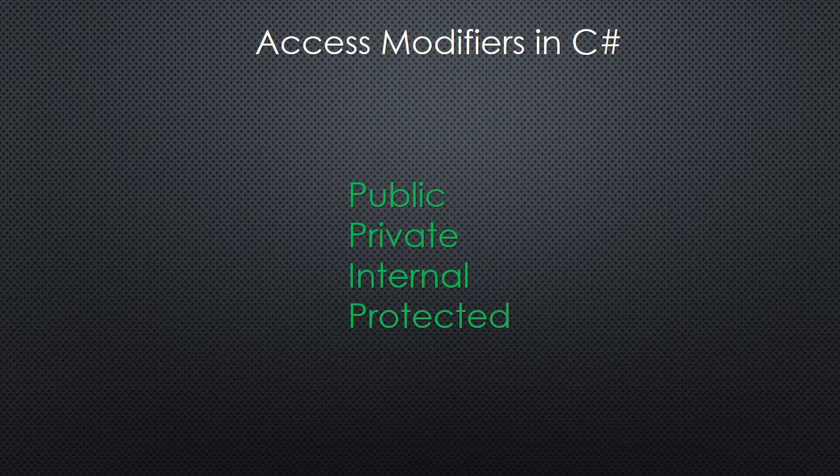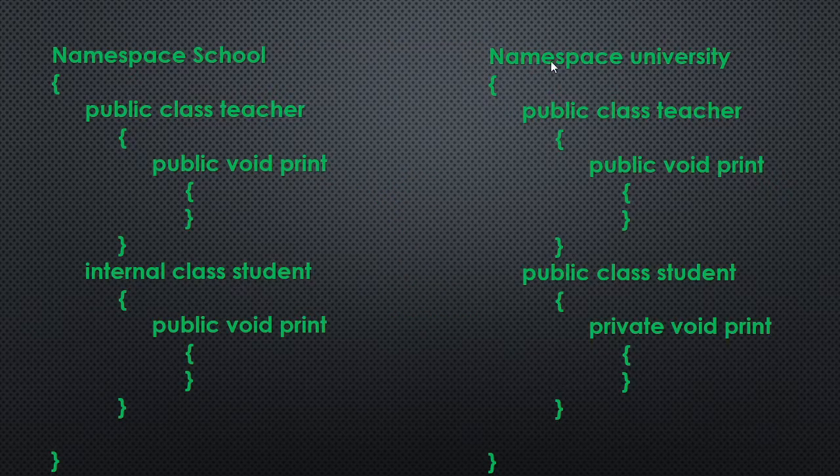Now let's see how this works in an example. Imagine that I have a university project. This namespace, university project, and inside this namespace I have two classes. The first one is public, called teacher, and the second one is student, also public. So this class can be accessed from outside of the university. If we come to the school project here, this school project can access the public classes here, this and this.